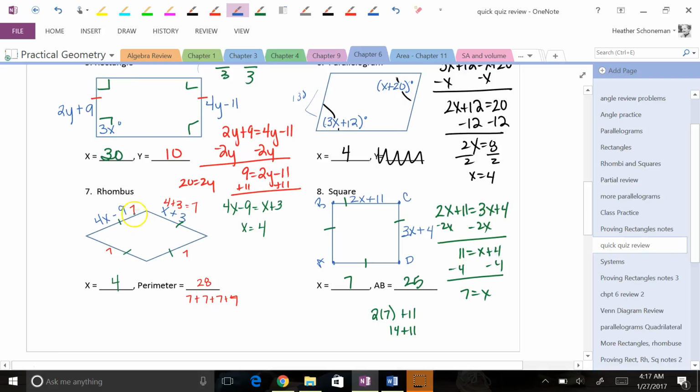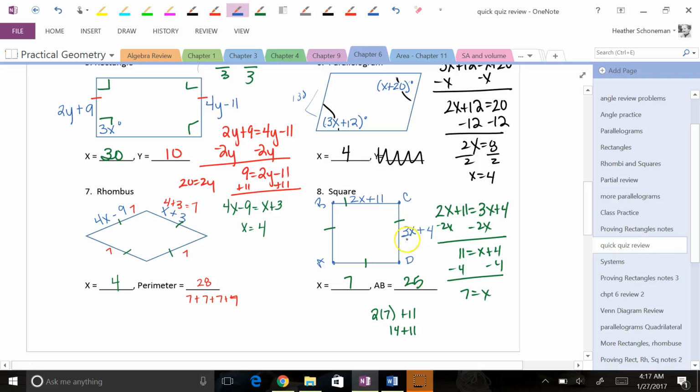On a rhombus, you had sides. All the sides are congruent, so I set it equal to each other, got x is 4. The perimeter, though, is not 16. You have to take that 4 and plug it back in to find each side to be 7. And then to get the perimeter, you're going to add 7 4 times and get 28.